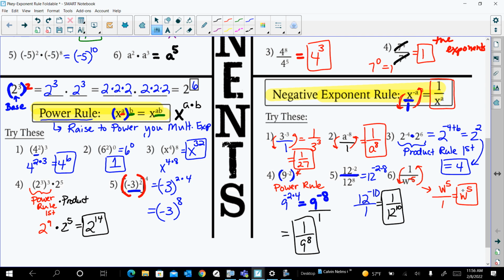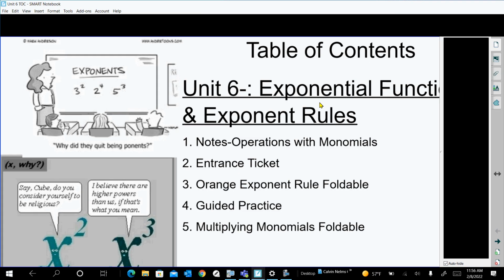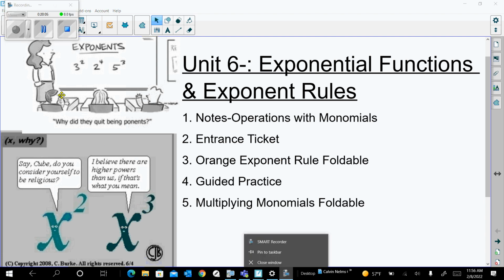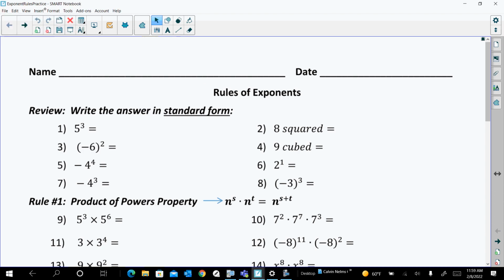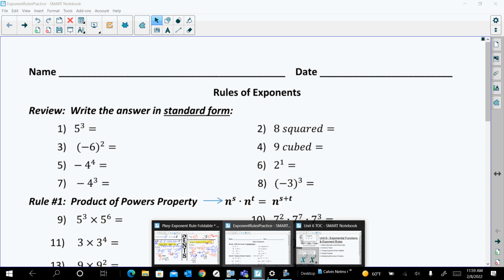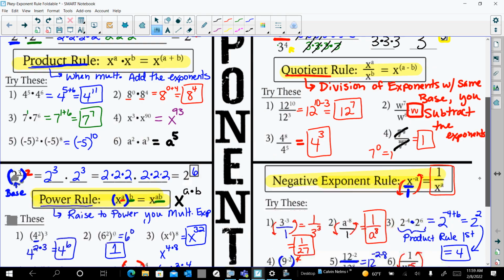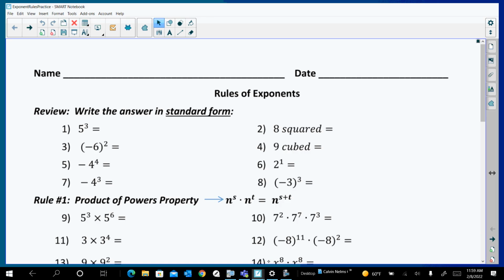Okay. All right, so your table of contents. Our first thing was the notes on operations with monomials. I'm going to give you your interest ticket from last week, and then the orange foldable goes in, and then some guided practice that we're going to do next. This is what I just passed out to you. This is going to go in after our orange foldable. You can use this foldable that we just did to help you. Just go to the tab based on the rule. All right.